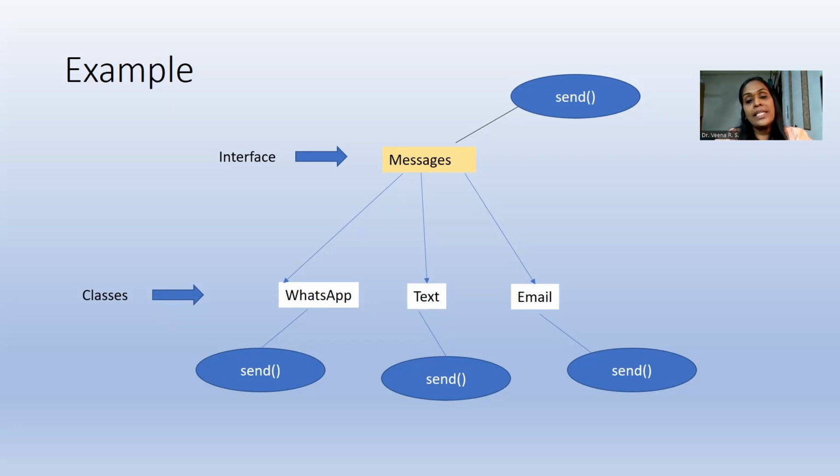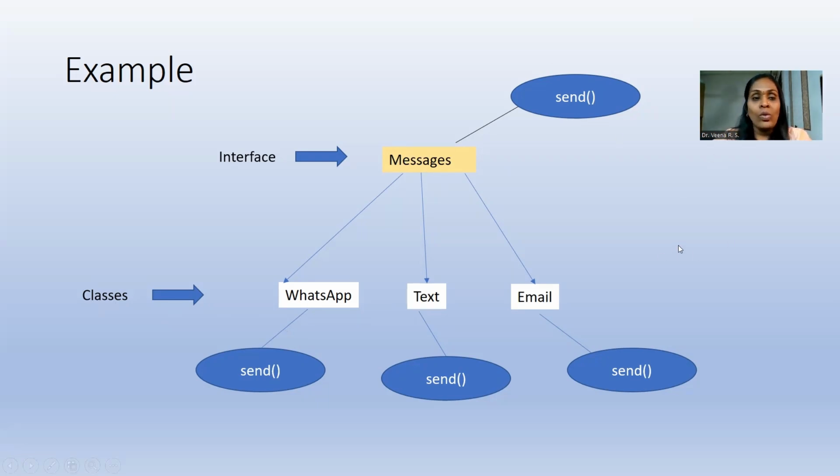So in this particular diagram, you can say that messages is acting as a superclass. In fact, it is an interface, whereas WhatsApp, text, and email are nothing but subclasses. So there is an inheritance from interface to classes. And as I have also listed, interface supports multiple inheritance. So you can create n number of interfaces, and all those interfaces can be inherited in one single class using implements as the keyword.